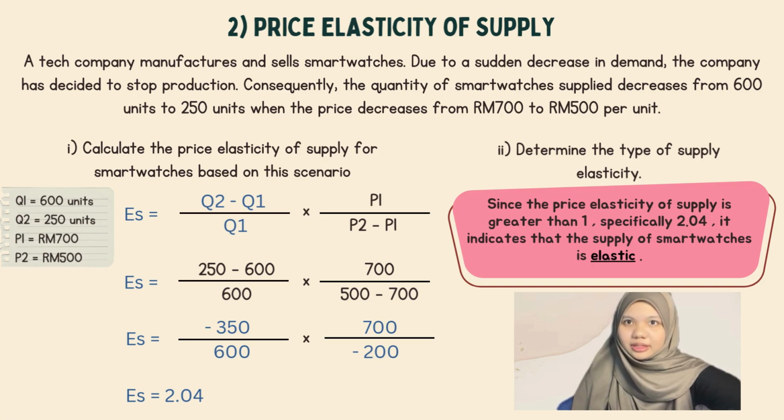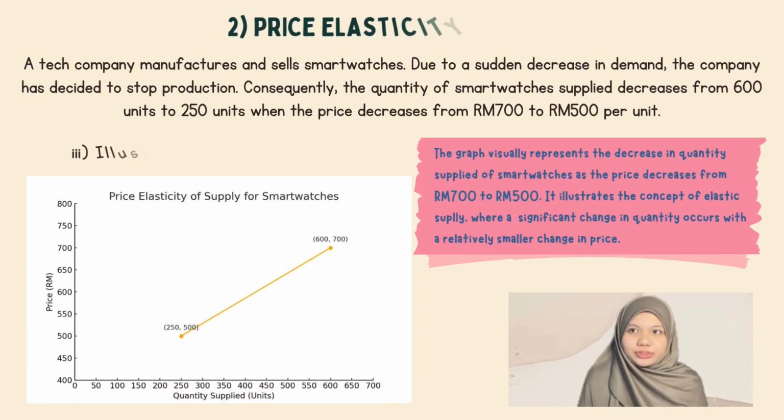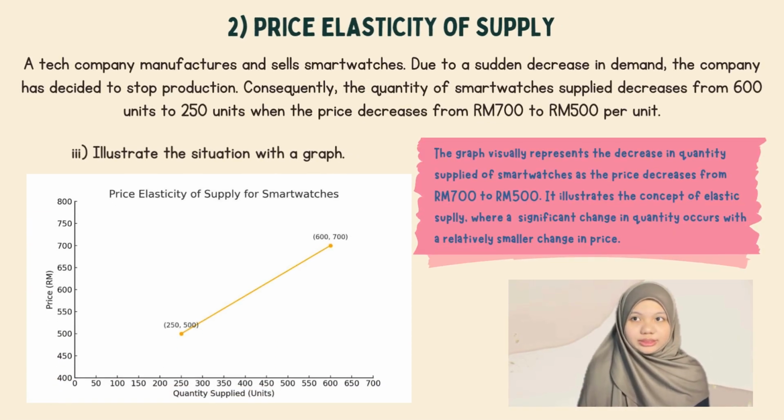Next, determine the type of supply elasticity. So my answer is, since the price elasticity of supply is greater than 1, specifically 2.04, it indicates that the supply of smartwatches is elastic. Illustrate the situation with a graph. So this is my graph. The graph visually represents the decrease in quantity supplied of smartwatches as the price decreases from 700 ringgit to 500 ringgit. It illustrates the concept of elastic supply, where a significant change in quantity occurs with a relatively smaller change in price.